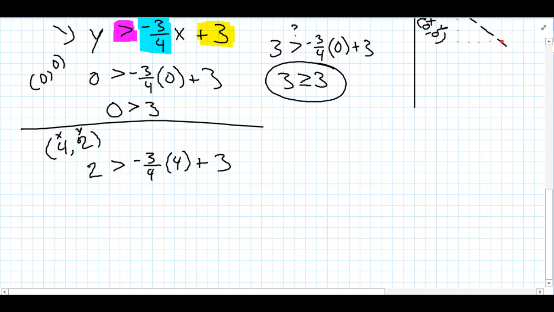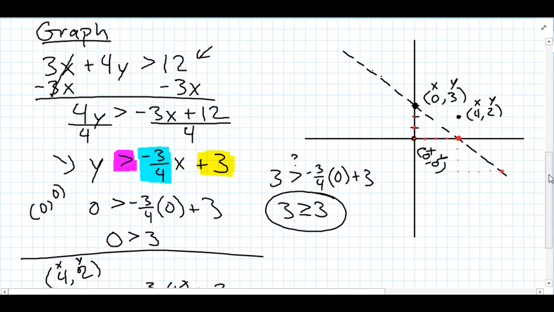Simplify this out and you'll end up with 2. Is that greater than, the 4 and 4 cancel each other out, you're left with negative 3 plus 3. It's a final statement of 2. Is that greater than 0? And yes, 2 is greater than 0. So the point 4, 2, which is above the line, gives me a statement that's true. Therefore, all the other points up here are also true, so I just need to shade up top, like so.